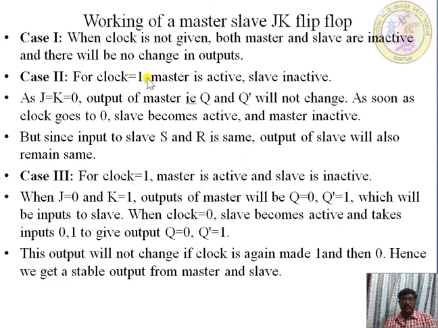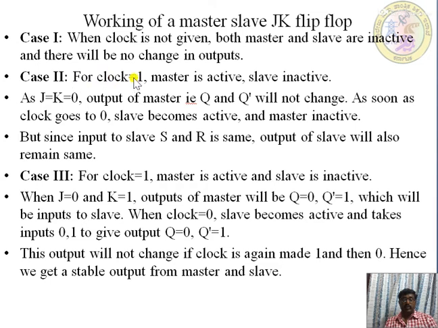First case, when clock is not given, both the master and slave are inactive and there will be no change in outputs. As we know that it is a sequential circuit and it will have the previously stored value, so we will call it the no change state, meaning whatever the previously stored value was, the same value will keep coming across.